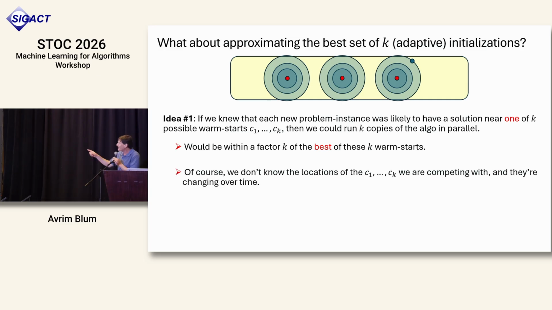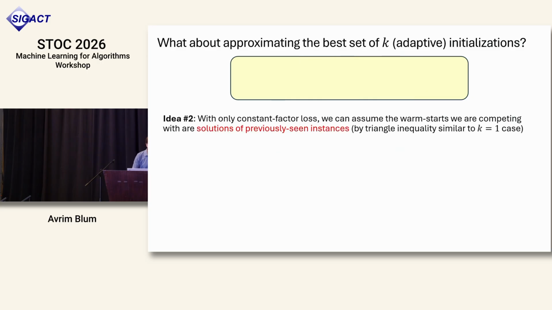Of course, the problem is we don't know where these C1 through CK are that we're competing with, and they're changing over time. Okay, so that's a problem. All right, so here's a second idea. With only a constant factor loss, we can assume that the warm starts we're competing with are actually solutions of previously seen instances, by using a triangle inequality similar to the analysis we did for k equals 1. We don't know where the warm starts we're competing with are, but we can assume they are solutions to previously seen instances.